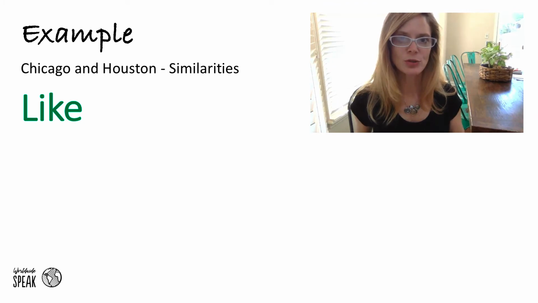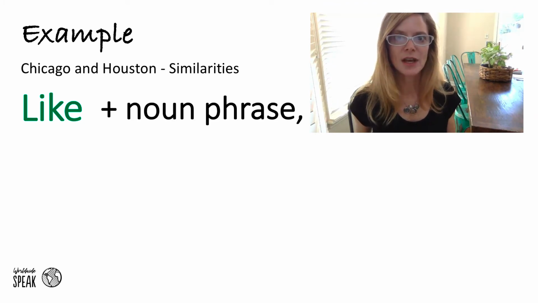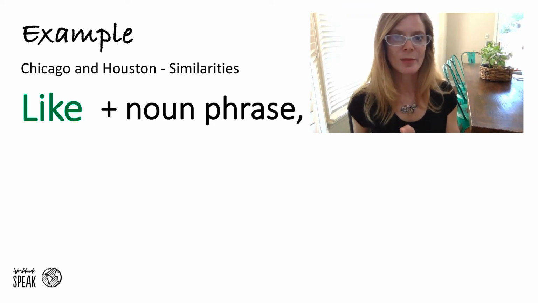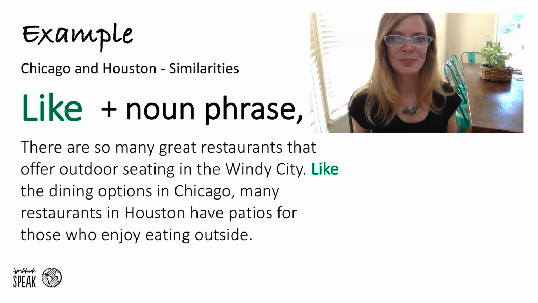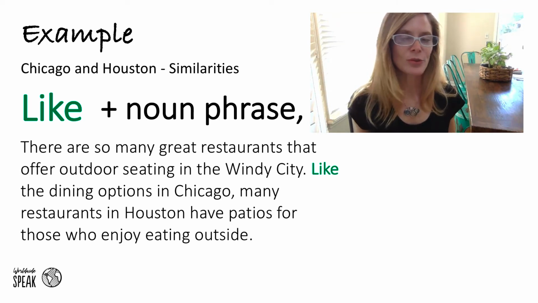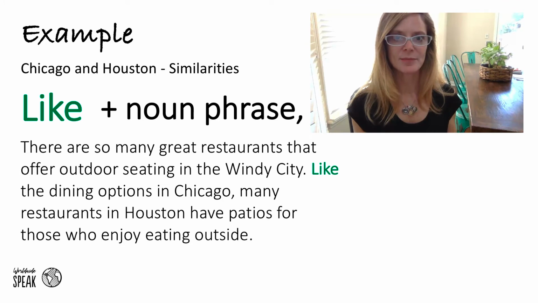Well, what's interesting about using the word like is that like needs a noun or a noun phrase after it. And then the comma comes after the noun or noun phrase. Let me show you what this looks like with an example of real life writing. So I would say, there are so many great restaurants that offer outdoor seating in the Windy City. Like the dining options in Chicago, comma, many restaurants in Houston have patios for those who enjoy eating outside.